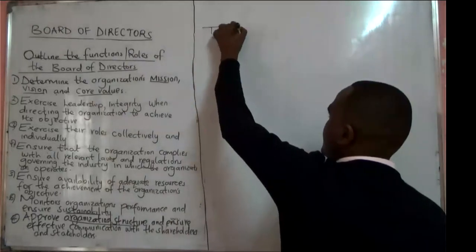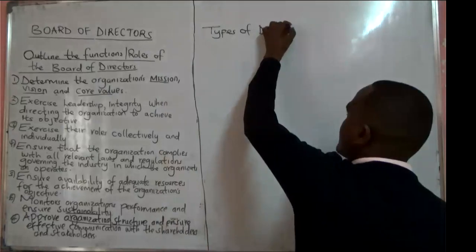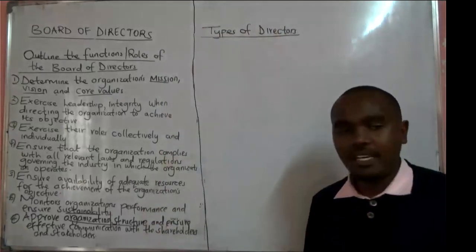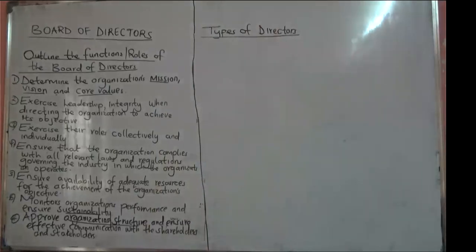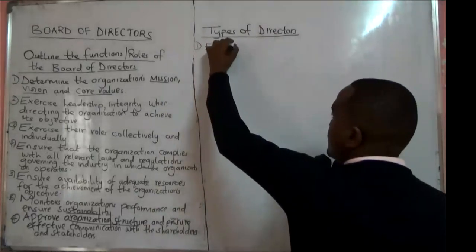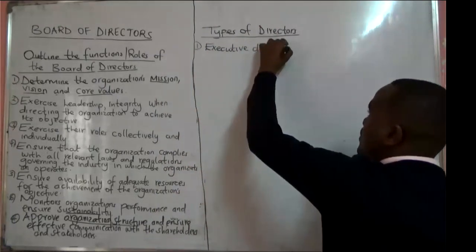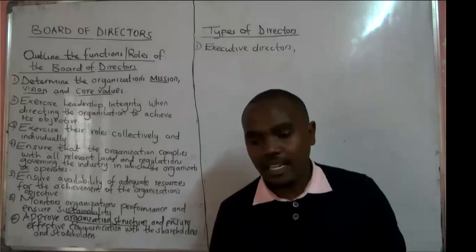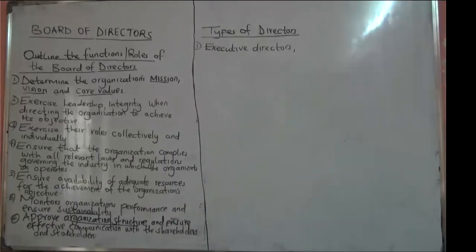Types of directors. When we talk of the types of directors, we can have the first one, executive directors. The executive directors are directors involved in the day-to-day management of the organization, the day-to-day running of the organization.